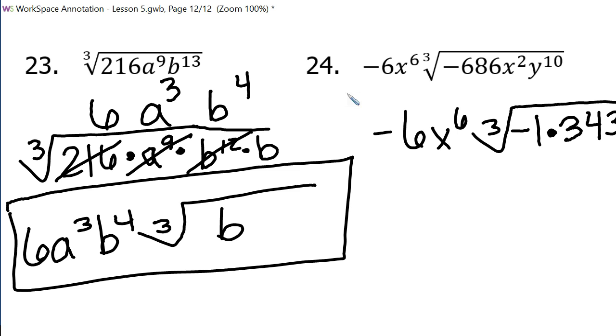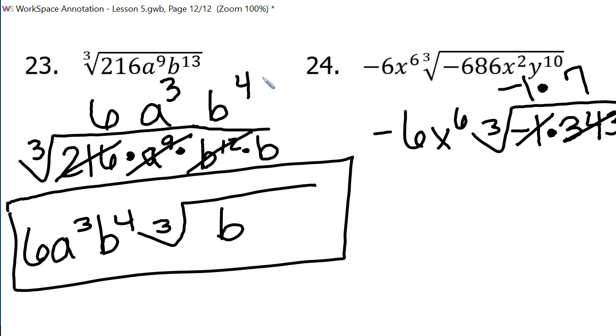Mark out the negative 1. What's the cube root of negative 1? Negative 1. Mark out the 343. What's the cube root of 343? 7. Mark out y to the 9th. What's the cube root of y to the 9th? Y to the 3rd. Now, all of these outside numbers need to be multiplied.